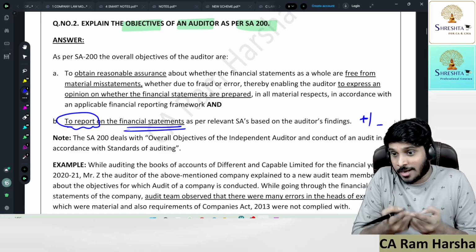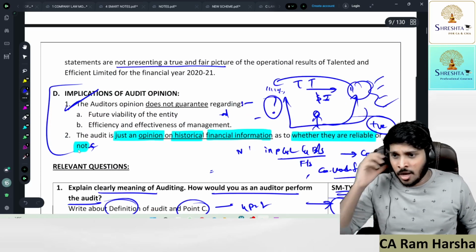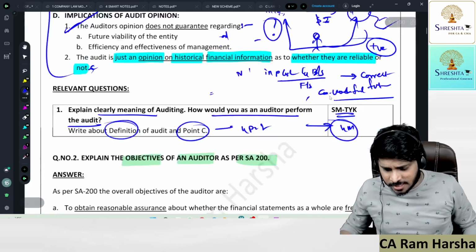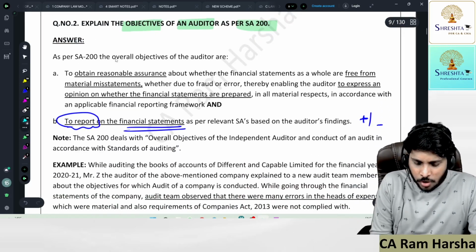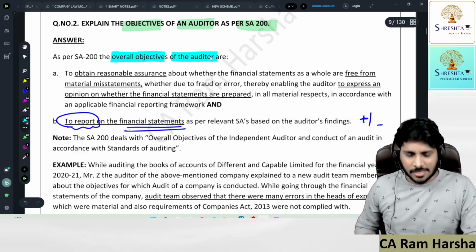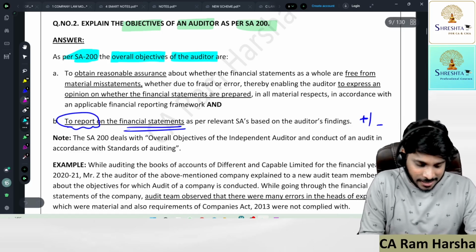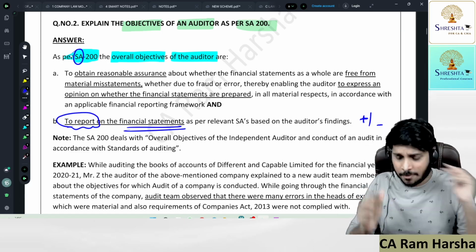Just some time back, when I was explaining audit implications, I told you about audit implication. What is an audit opinion? How should we interpret it? What is the purpose of audit? So here, the overall objectives of the auditor are... Sir, as per SA 200, what is meant by standard on audit? We are in the first chapter, but let me give a brief idea.